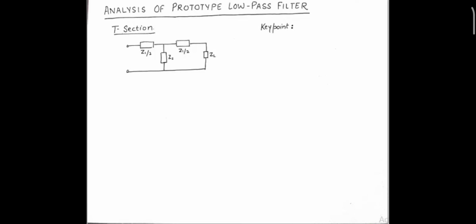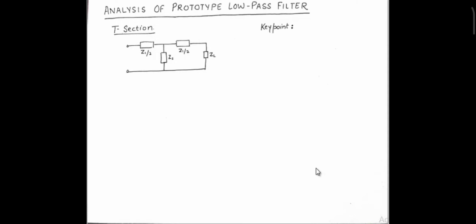In this tutorial, we'll talk about the analysis of prototype low-pass filter. Please understand the numericals and the basic formulas for a constant K type low-pass filter have already been discussed in another video. I'll put a link in the description for that as well. But in this video, we'll focus on the derivation part of all the formulas that we used there. We'll find out the derivation for cutoff frequency, the constant K, and the characteristic impedance in the first place.